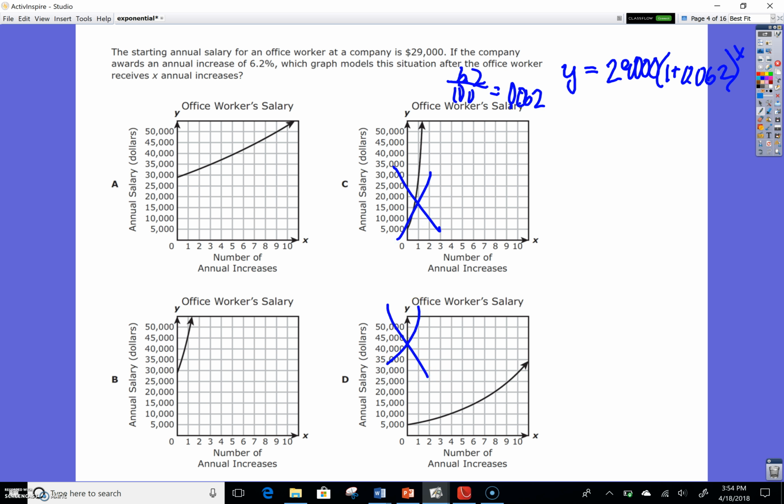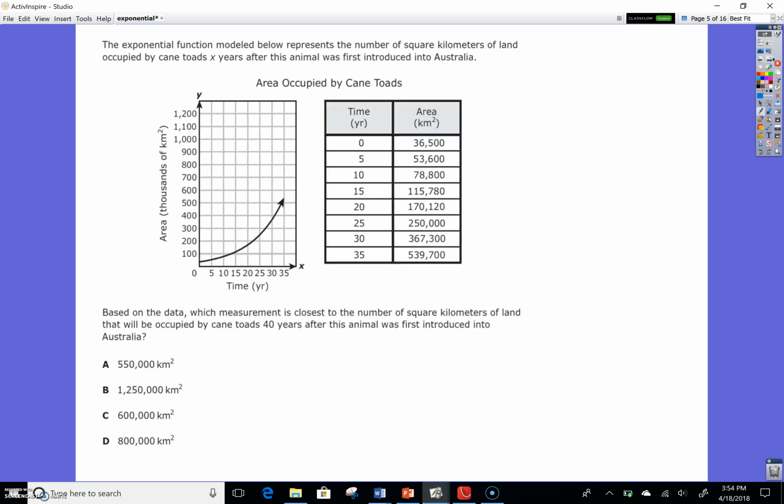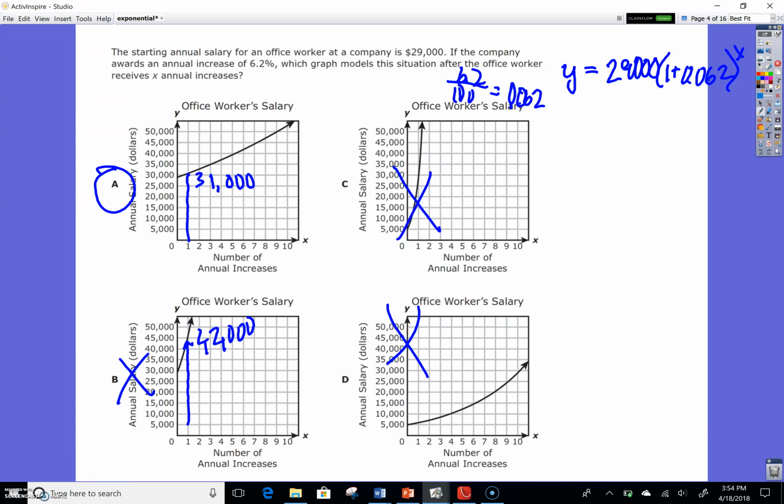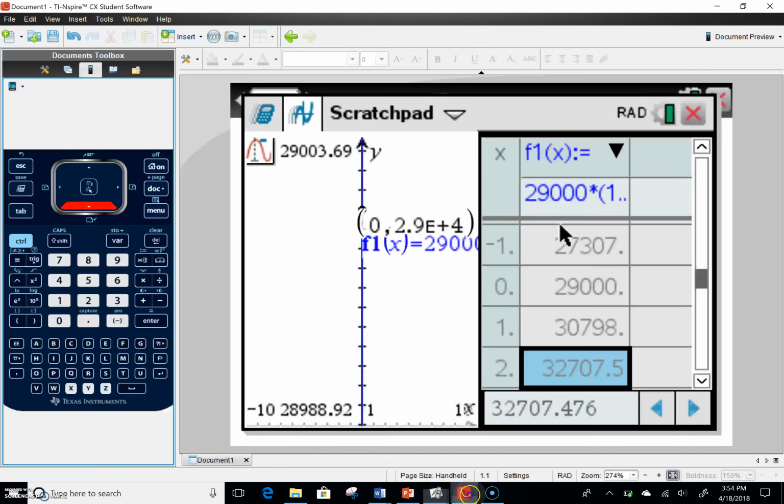No good. The next one should be 30,000. This one is about 42,000. So that's no good. See, this one is about 31,000. Okay, so this one is good. Remember, that's what our table looked like, and that's what we ended up with. So we were checking the numbers. Next problem.